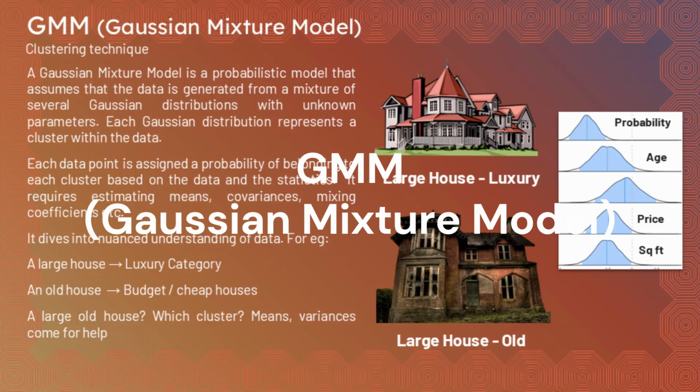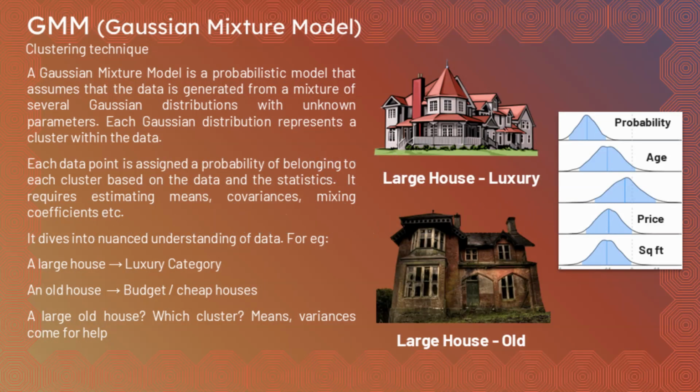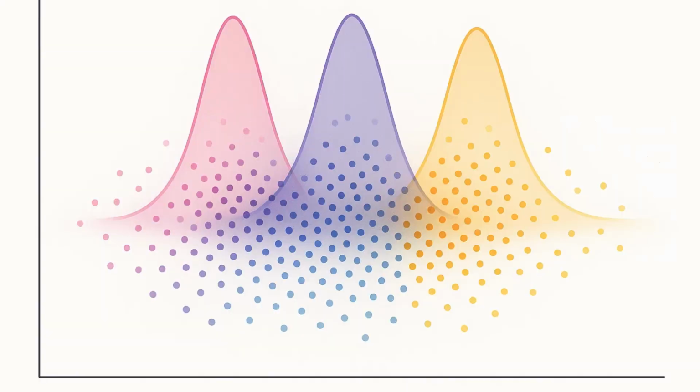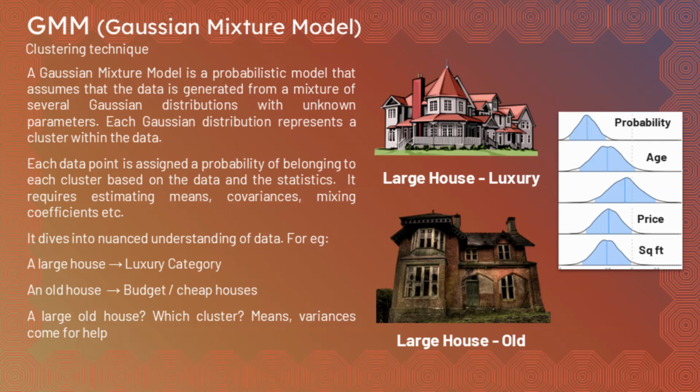Gaussian mixture model, or GMM, is a probabilistic clustering technique. It assumes that the data is generated from a combination of several Gaussian distributions, each representing a different cluster. But instead of assigning each data point to one cluster, GMM calculates the probability that a point belongs to each cluster. Let's take a real estate example to understand this.